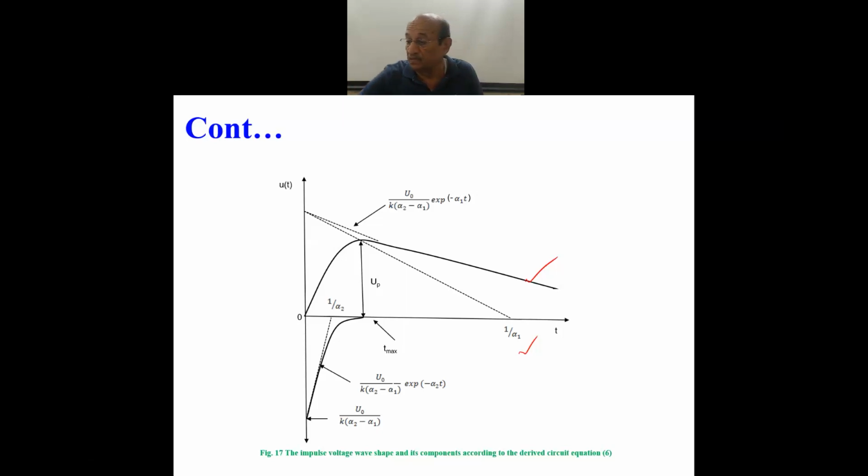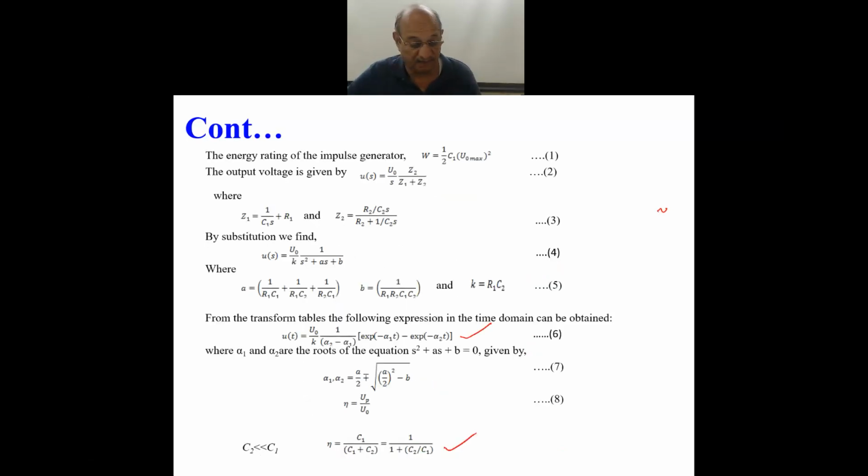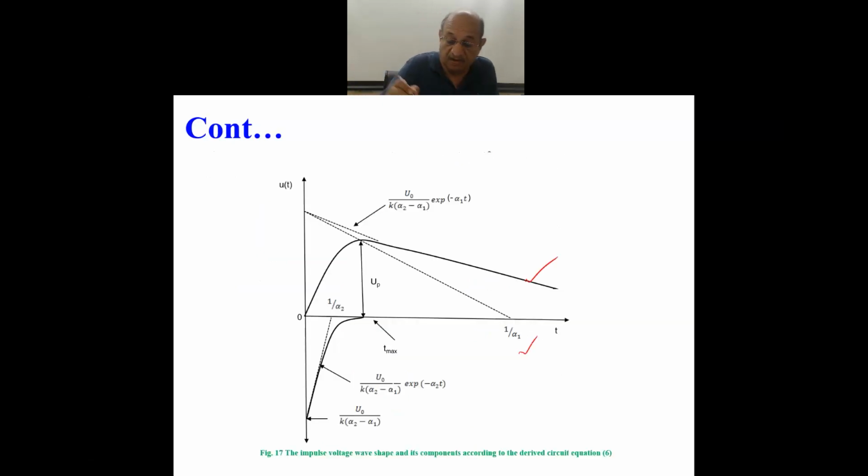Here I said I will give you next time the efficiency, as you can see it here. The efficiency works out this way. Efficiency is given by the peak output voltage upon the charging voltage. We are talking about the simple single stage circuitry of the impulse generator. U naught is the DC charging voltage, and UP is the peak value of the impulse voltage output.